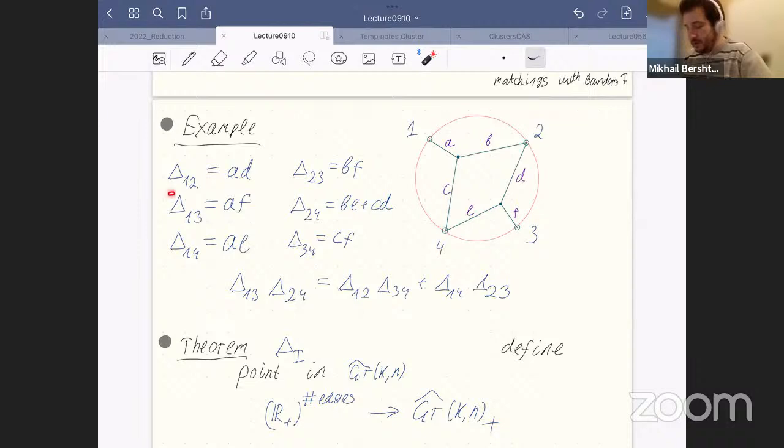For example, here delta 1,2 is the partition function for matchings such that on the boundary we take 1 and 2, and we take all internal vertices, this and this. And there is only one such matching, which consists of these two edges. Therefore, the weight of the corresponding matching is a d. Similarly, we computed all other matchings.